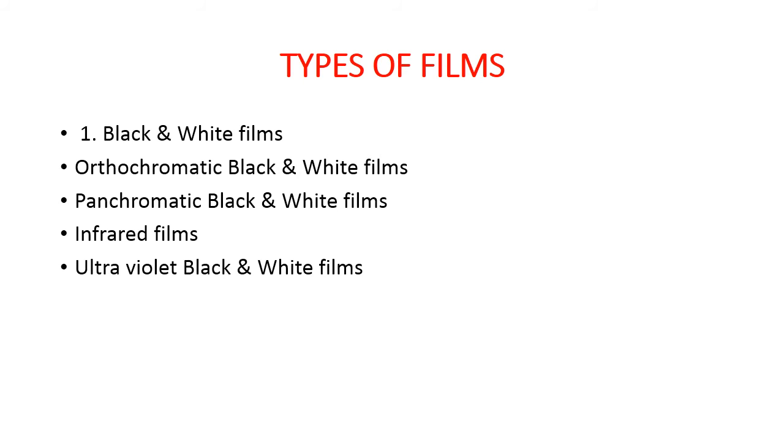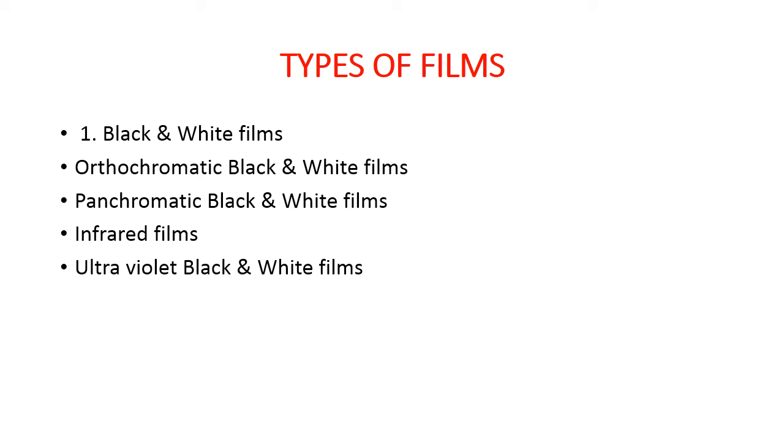Next one is infrared films. This is used for spatial photography. Light waves having wavelength between 0.4 to 0.9 μm can be recorded. That is, it has an extended range up to 0.9 μm. It means it can record information slightly beyond the visible spectrum.